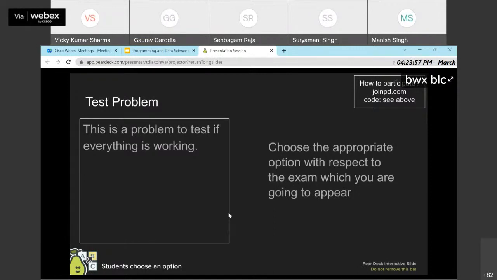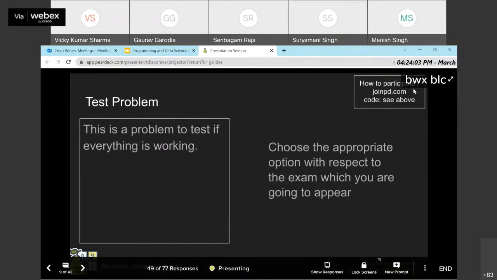So I have to type it on joinpd.com, right? Oh, you are just asking how to join this. Yes, you have to go to joinpd.com and use this code, which you see at the topmost right corner. Below that time, you can see that code, but do not give any space in it. So just go to joinpd.com and use this code, and you'll be able to participate here.